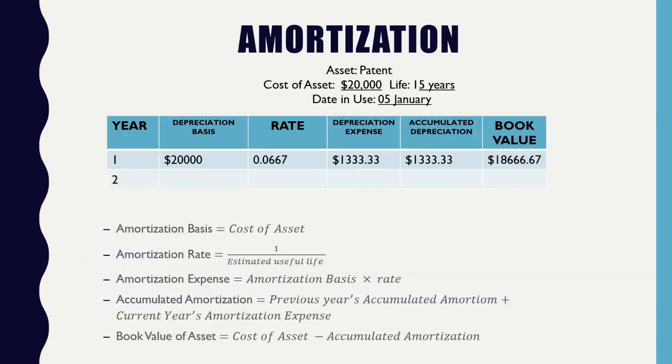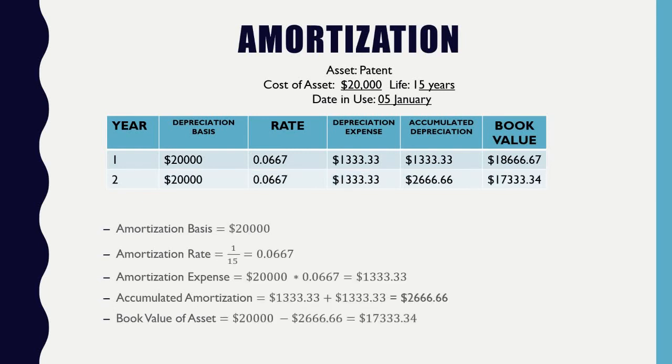Straightforward. So again, how do you do the second year? Same thing, right? 2,000. Your basis is going to be 20,000. Your rate's going to be 1 over 15, which is that 0.006666666. You're going to multiply across, and you're going to get another 1,333.33. Your accumulated is 2,666.66. And then, of course, your book value is now 1,733.34.